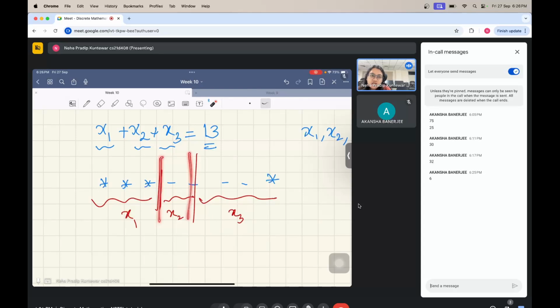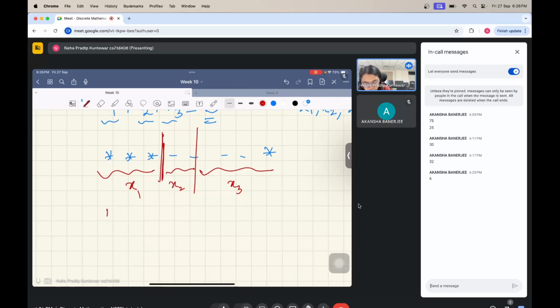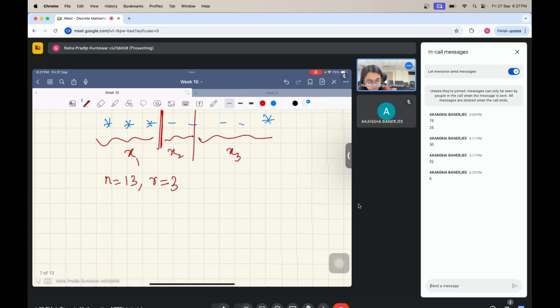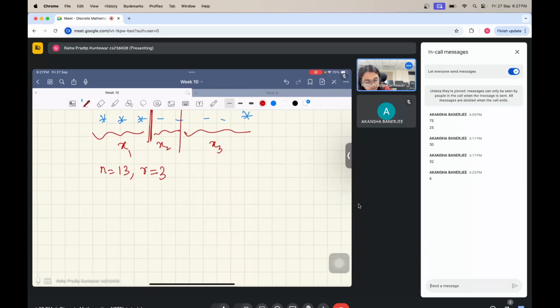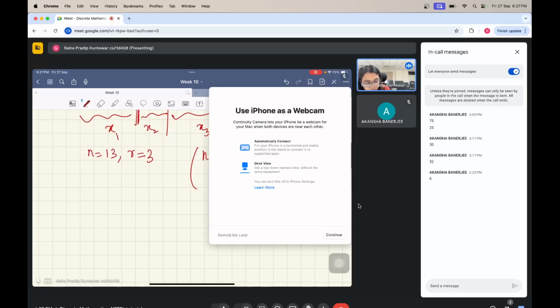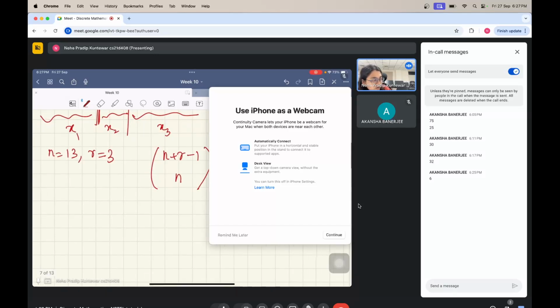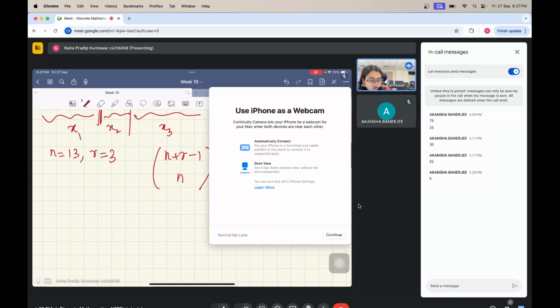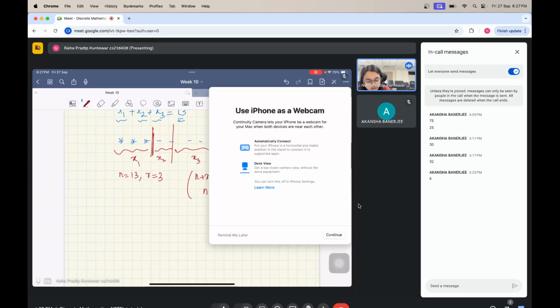and you want to find three partitions of them. So this is same as distributing. The number of stars here is 13, and the number of partitions you want here is 3. So the count for this is n plus r minus 1, choose n, and this is nothing but 13 plus 2, choose 13. This is same as 15 choose 2, like Akansha pointed out, and this happens to be 105.